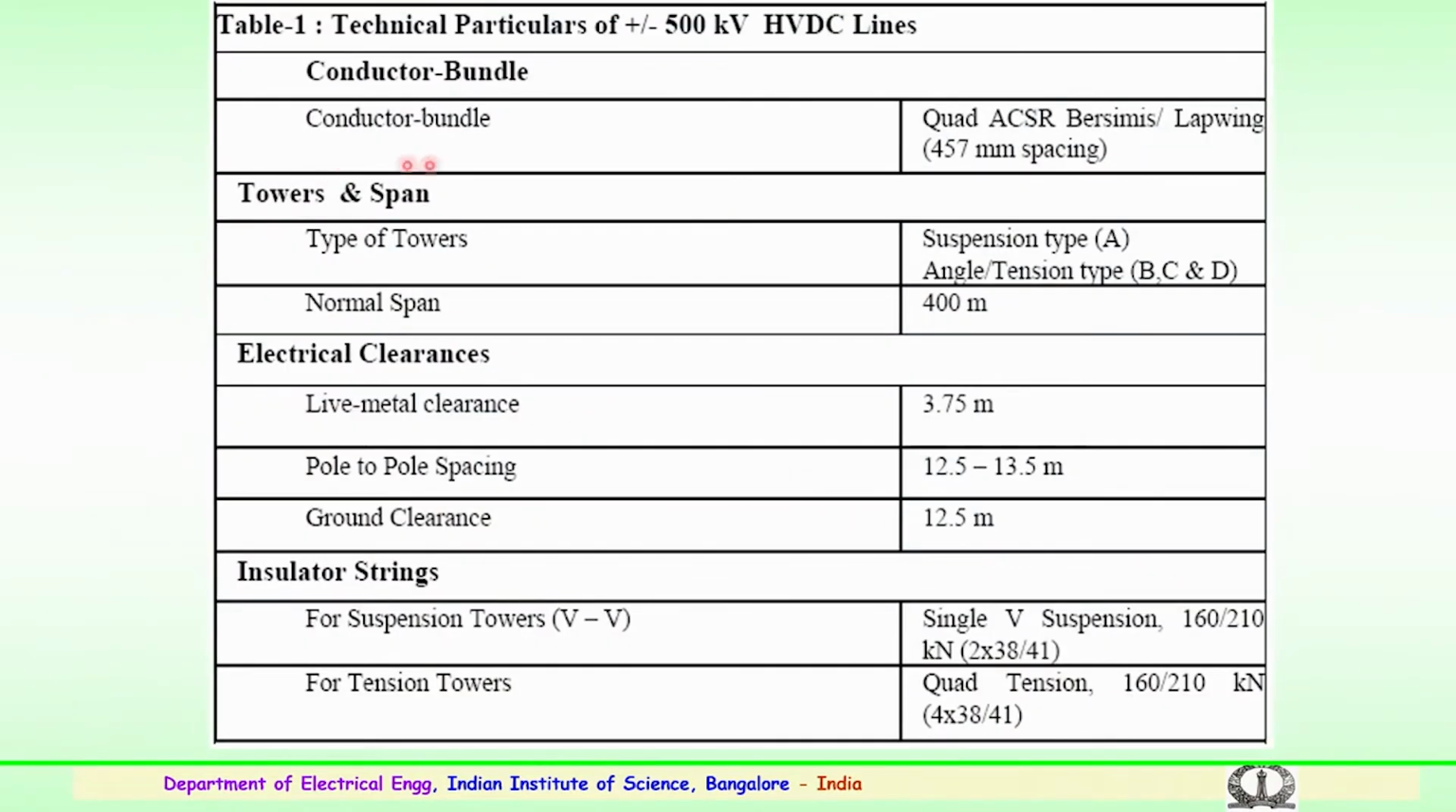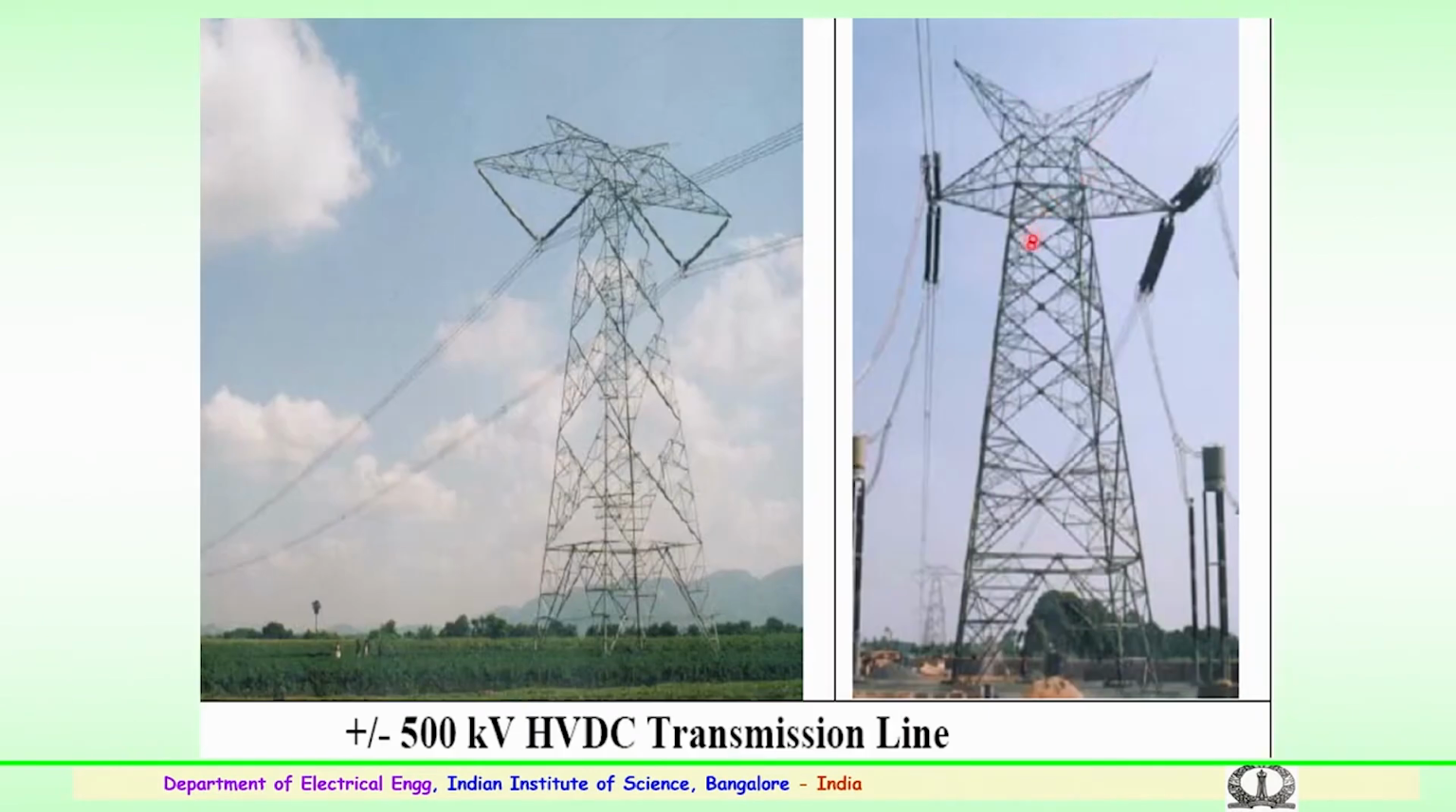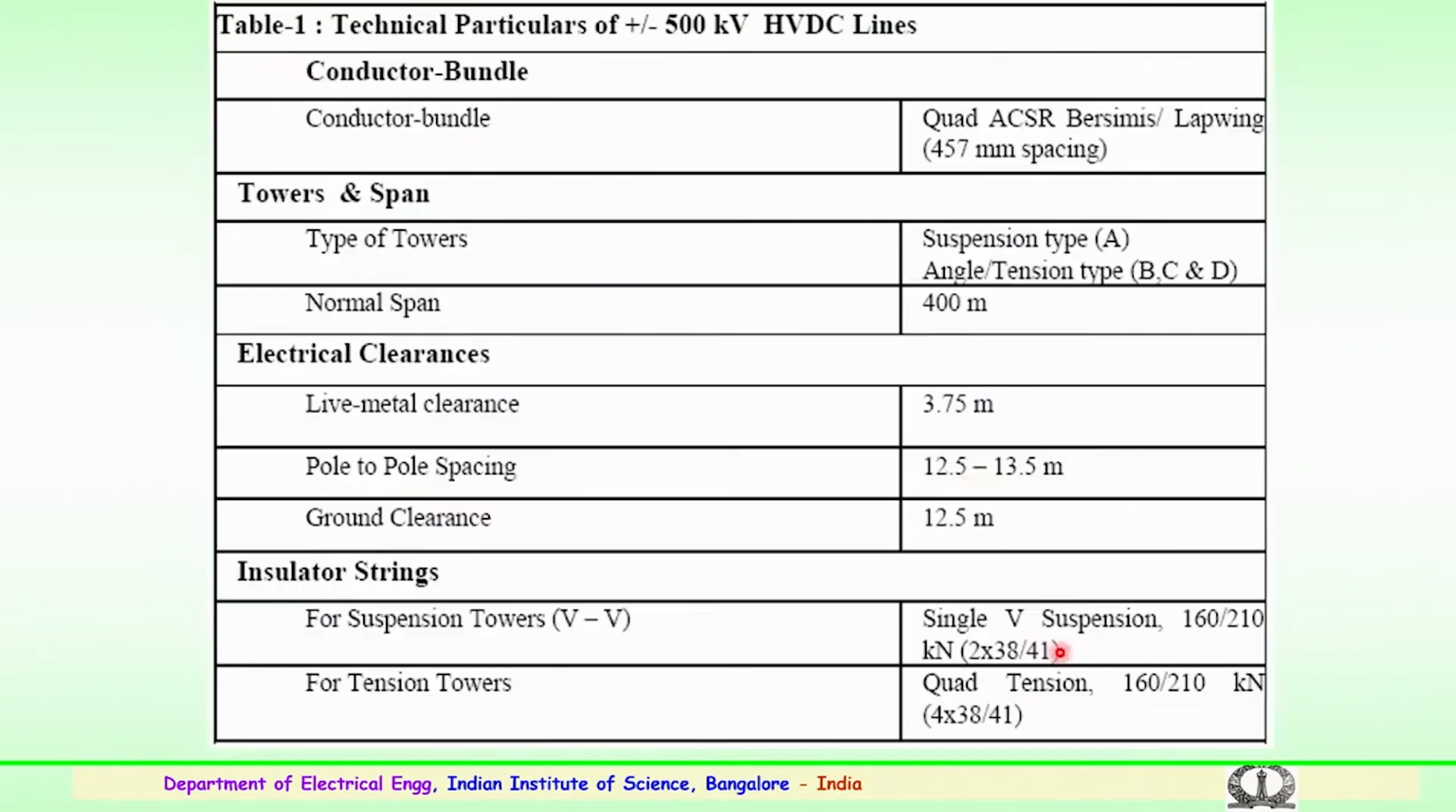The conductor bundle employed in the 500 kV plus minus configuration for HVDC transmission is again a 4 conductor bundle. You can see the 4 conductors in a bundle here. The 4 conductor bundle is employed with aluminum conductor steel reinforced, either Bersimis or Lapwing conductor, with each conductor in the bundle spaced at 457 mm spacing.